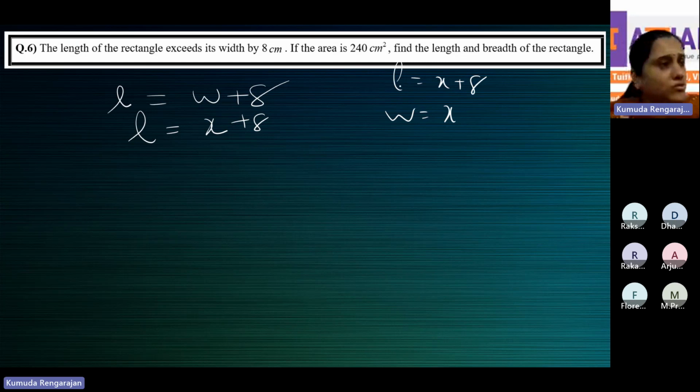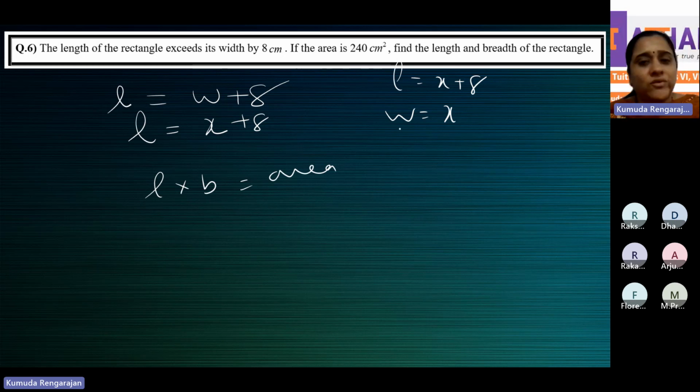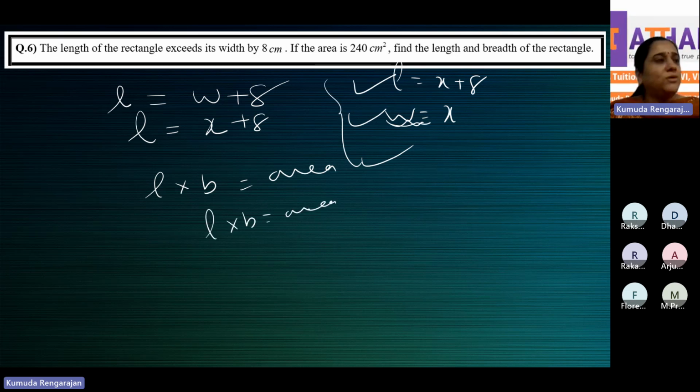Now area is given to you, 240 centimeters square. So how will you connect length, breadth and area? Length into breadth is equal to area. That's how you connect length, breadth and area. These are the 3 things. Width is breadth. So we have length, breadth and area. L into B is equal to area. Why?